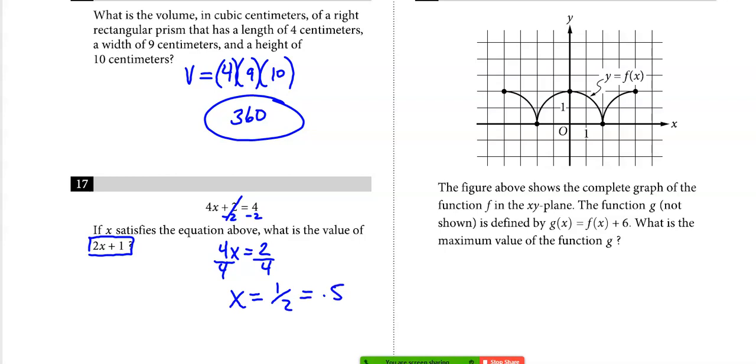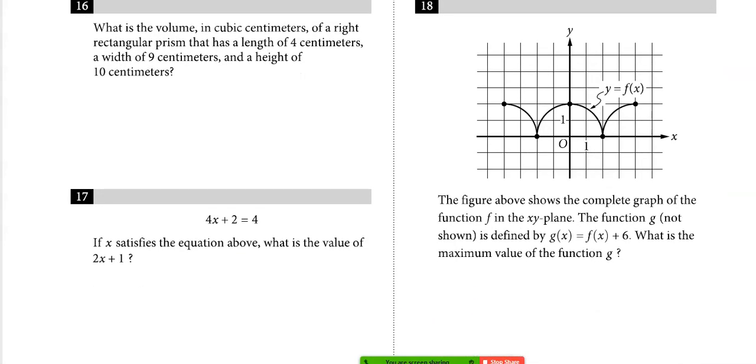A lot of kids put that answer because they forget the second part, which is, hey, now you know the answer. What is 2x plus 1? So you want to jam it in over here. 2 times 1/2 or 2 times 0.5 plus 1. Well, 2 times 1/2 is 1. 1 plus 1 is 2. So the final answer is 2. Be really careful on those solve-resolves.